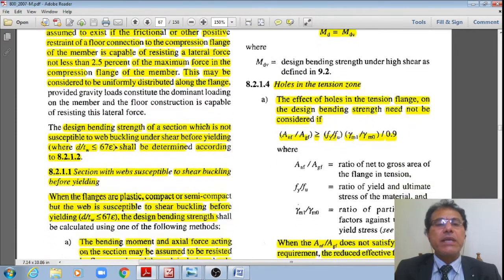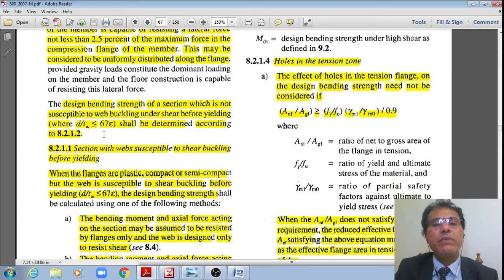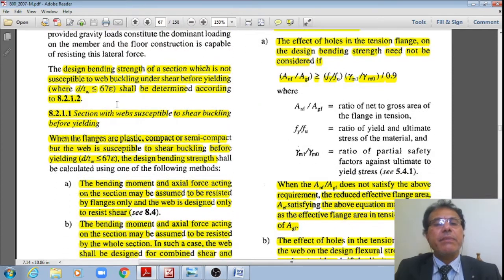Now, next, the design bending strength of a section which is not susceptible to web buckling under the shear force before yielding, meaning when d by t, the depth to thickness ratio of the web, is less than or equal to 67 epsilon, shall obviously be determined according to clause 8.2.1.2. Meaning if d by t is less than or equal to 67 epsilon, then web buckling will not occur under the shear, right?